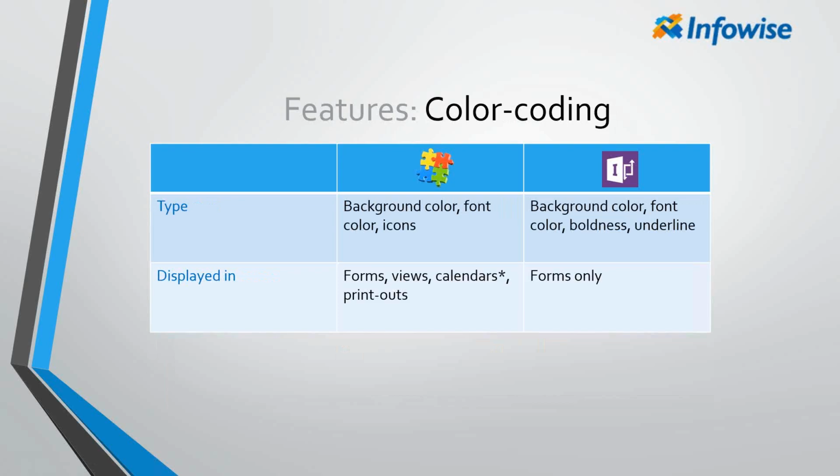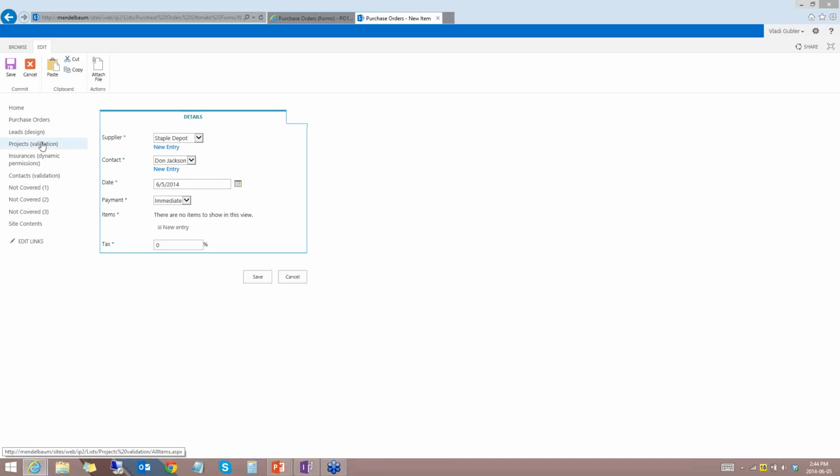InfoPath can display those color codings only within the forms themselves. Again, in our case, we can support forms, views, calendars, and we'll talk about it in a little bit, and the printouts. We actually saw that. So just see that again, all of the places where we see this.